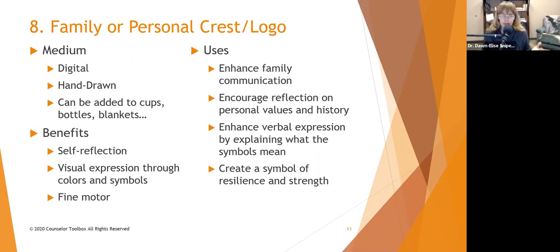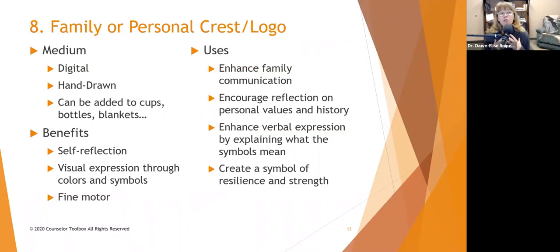As I mentioned earlier, places like Walgreens, you can send them a picture and they will print it on the cup or the bag or the bottle or whatever it is. You can also do some at 4imprint if you're doing a big number of them, but it's really not very cost effective to use those services over something simple like Walgreens if you're only doing like 3 for your family. The benefits of a personal crest or family crest is helping people with self-reflection.